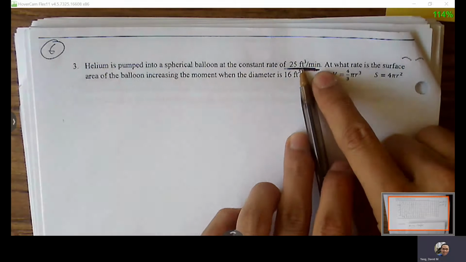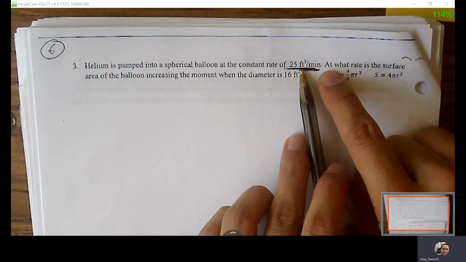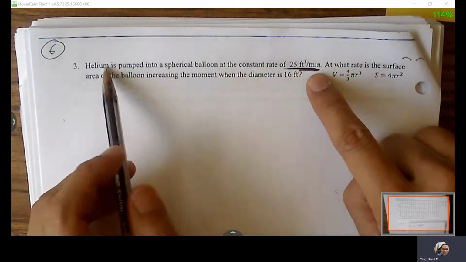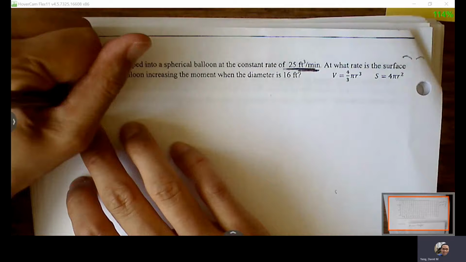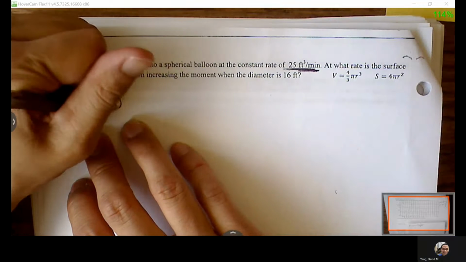The hint is going to be this cubic feet here. That's right. Cubic feet is volume per minute. There's time involved there. And positive or negative? Positive. Yeah. Pumped into the spherical balloon.